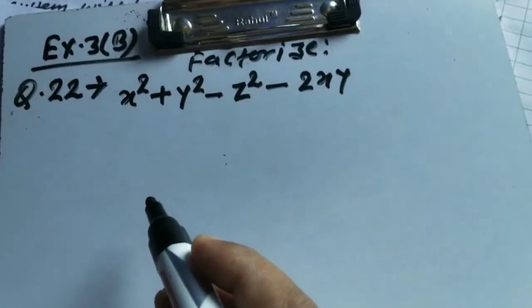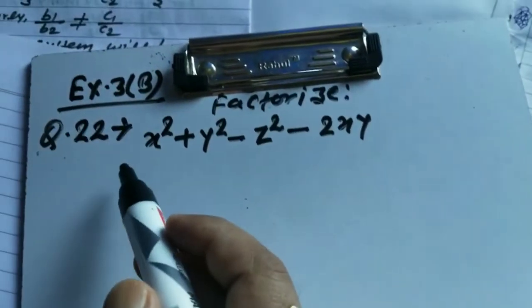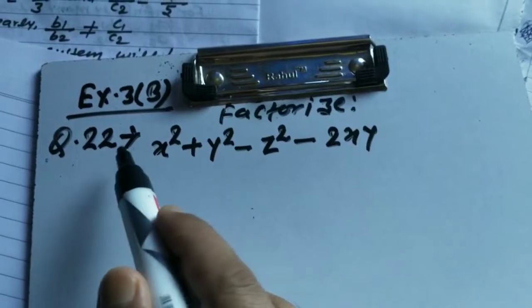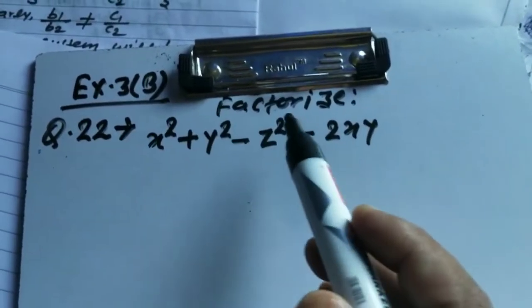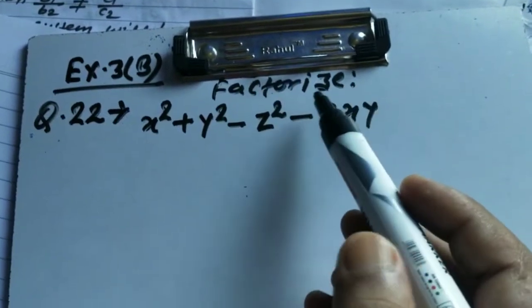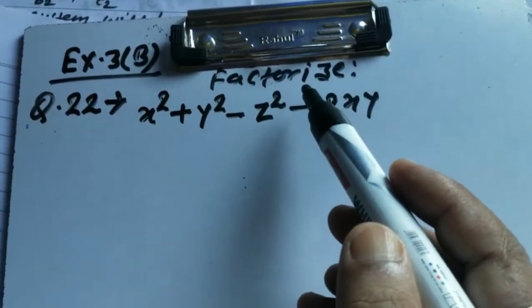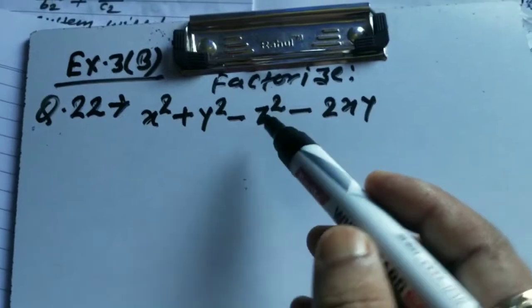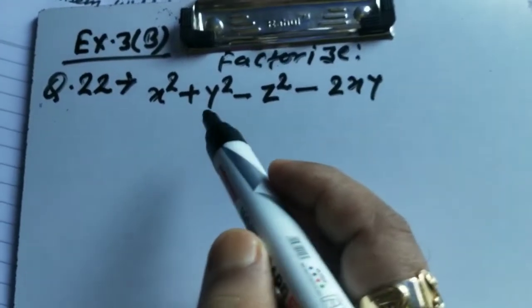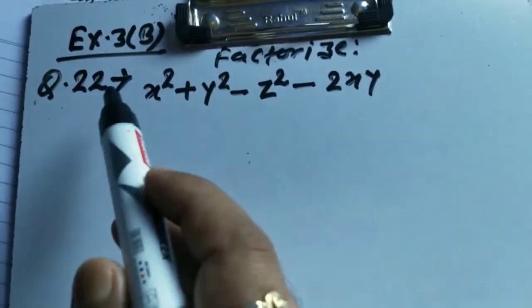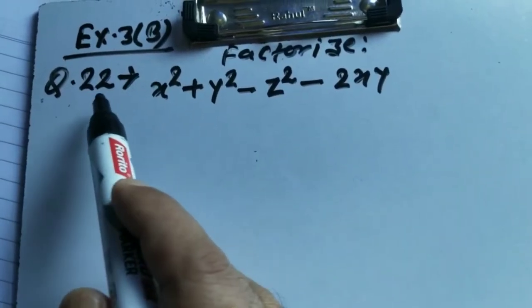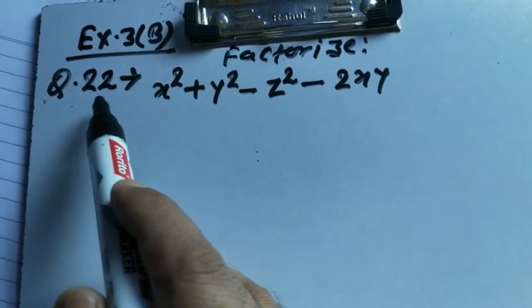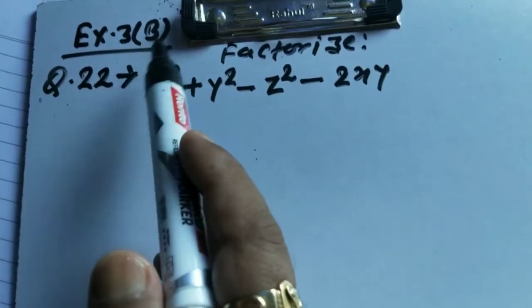Namaste bachchon, let us see the next question of your exercise 3B, which is based on factorization of squares of difference of two numbers. We have already discussed up to question number 22. Now let us see question number 22 of your exercise 3B.